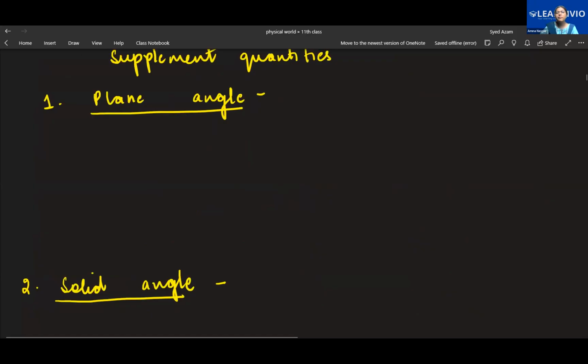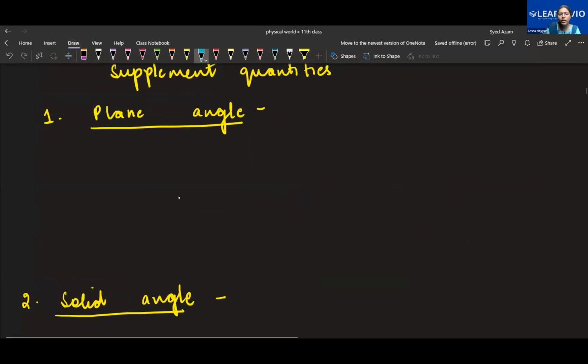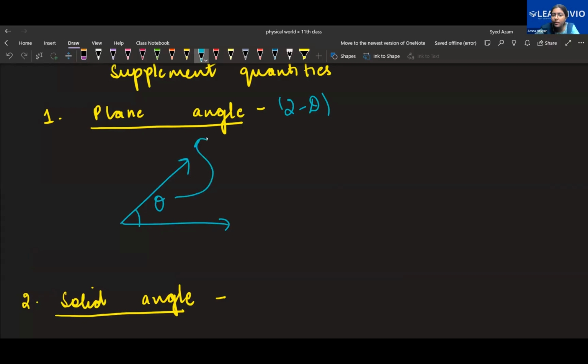So what is meant by plane angle? Plane angle means nothing but this: you are drawing two lines on a sheet of paper in two dimensions, and they intersect at an angle, that is theta. This is your plane angle. That's it. You already are aware of it. But why are we studying it here? One, it's a part of the supplementary quantities. Second, you don't know its unit. What's the SI unit of angle? Can anyone tell? Anyone has any idea?